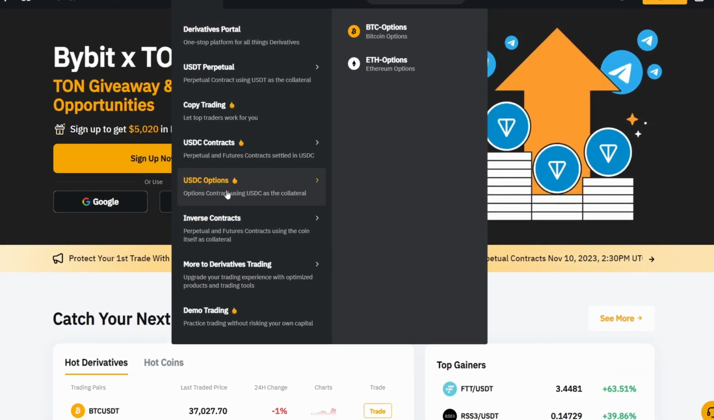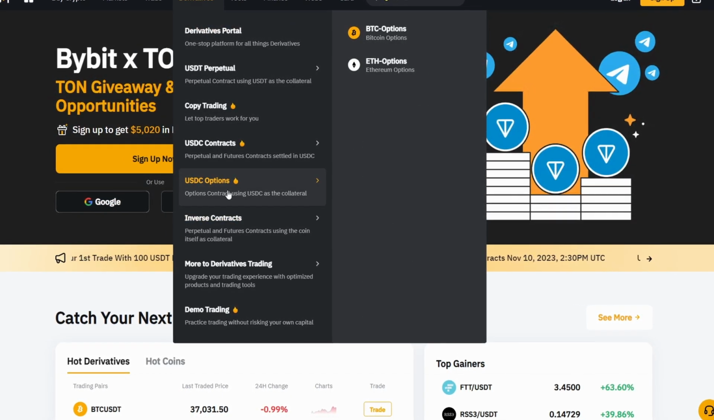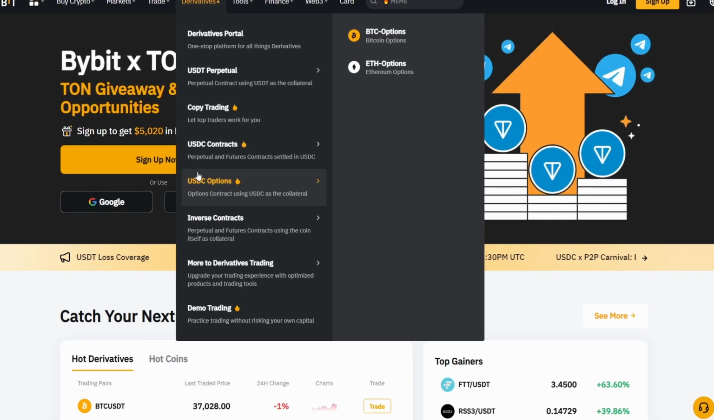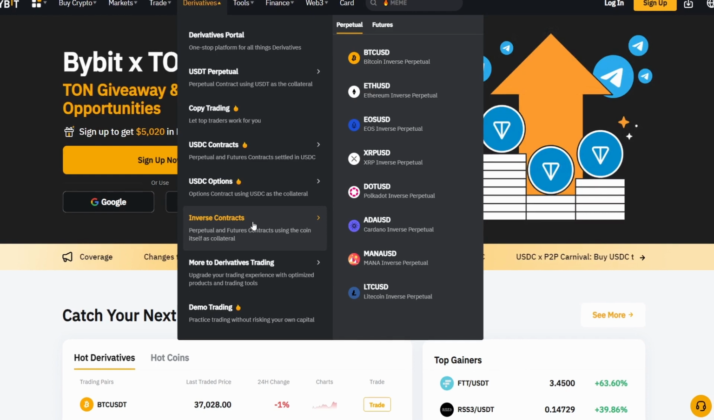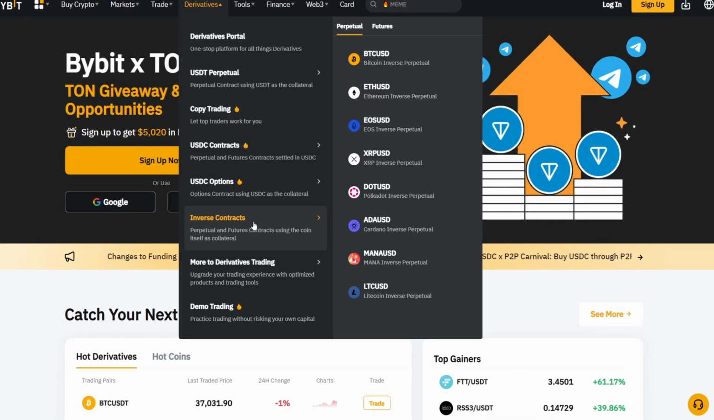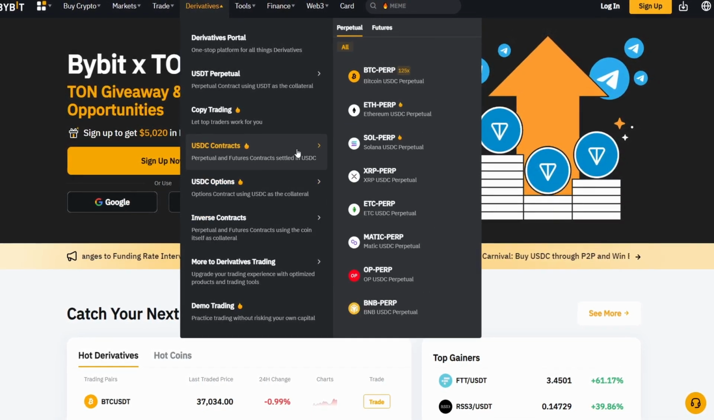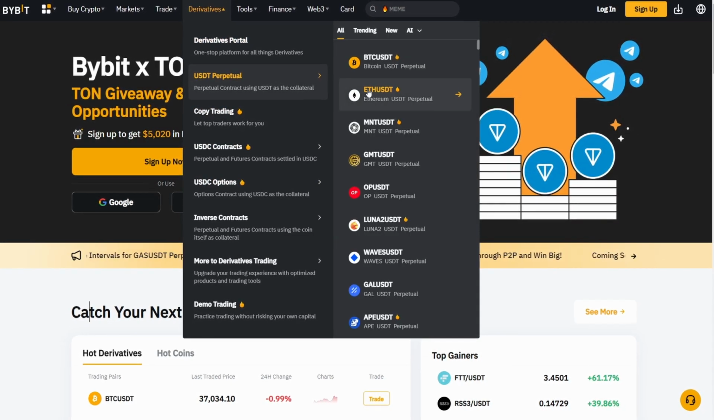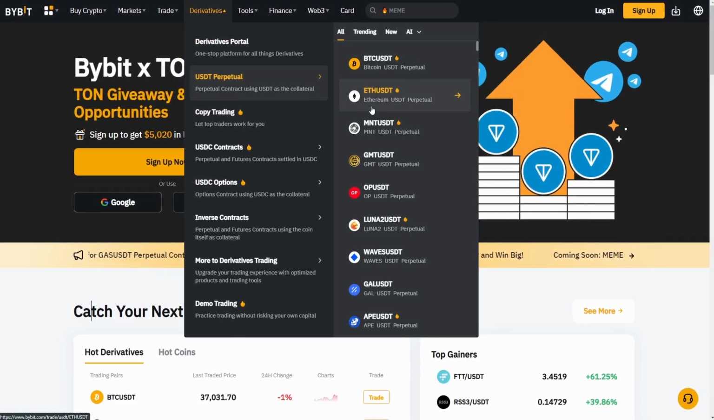Now, you don't have to buy one whole ETH. You can just buy an actual 0.01. A lot of people coming to crypto have the misconception that they need to buy a whole coin. No, that's not true. You don't need to do that. Personally, if you want to start trading, you can use USDT as the collateral.